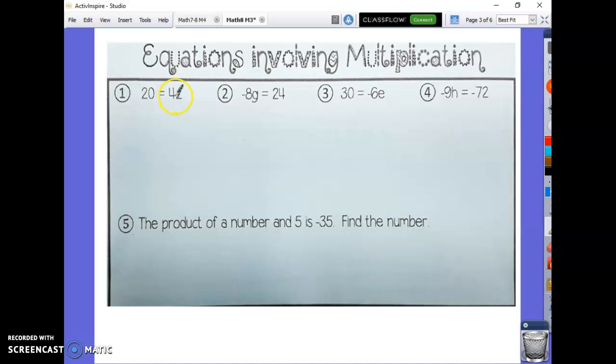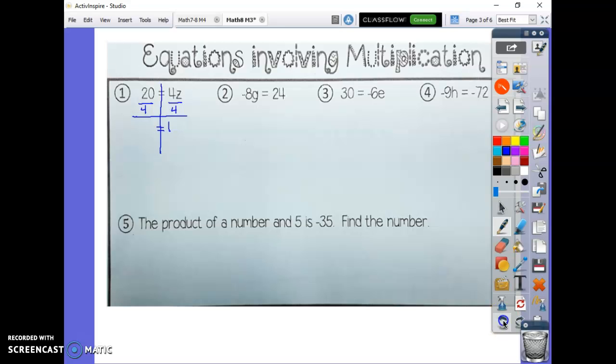When you have a number right next to a variable, that means it's being multiplied by it. So over here, you're multiplying g times negative 8. Well, you divide both sides by 4, right? Because what you do to one side of the equal sign, you must do to the other side. So you're dividing this side by 4, you're dividing this side by 4. Well, 4 divided by 4 gives you 1. 1z is the same thing as just a z by itself.